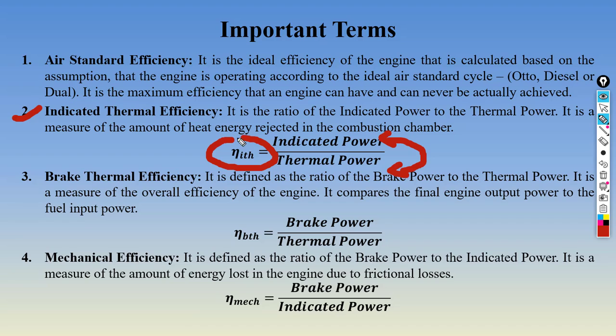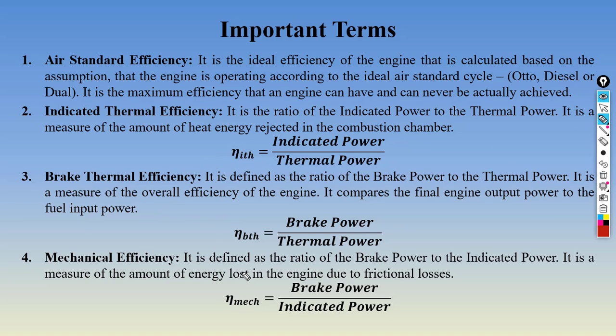What do you understand by indicated thermal efficiency? See, indicated thermal efficiency explains to you that whenever you are burning fuel, how much of that fuel is actually being converted into useful work. If your engine has very low indicated thermal efficiency, what does that mean? That you are burning a lot of fuel, but only some of that fuel is getting converted into useful power. So your indicated thermal efficiency should be as high as possible, right? That is the meaning of indicated thermal efficiency.